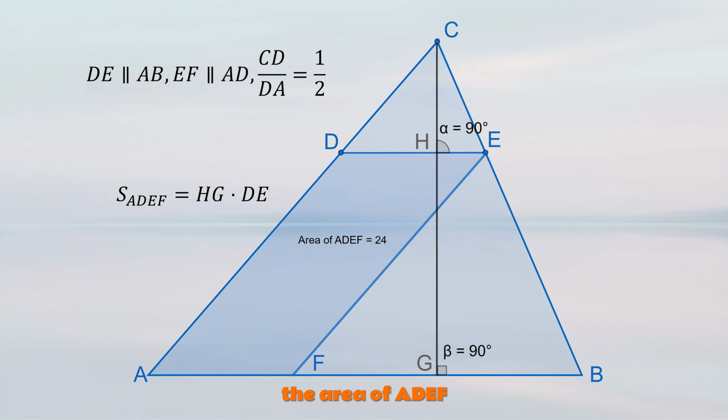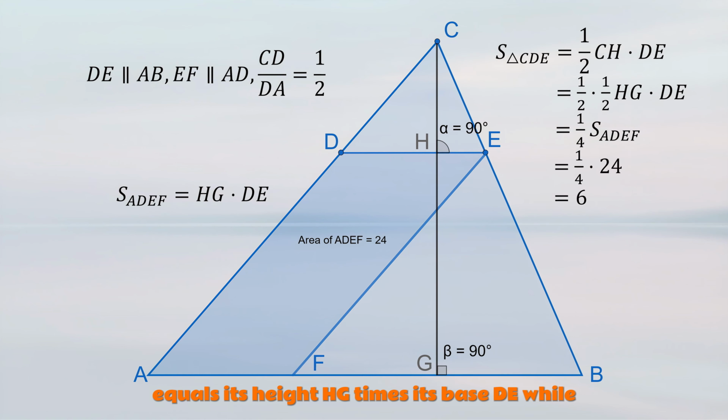The area of ADEF equals its height, HG, times its base, DE, while the area of triangle CDE equals half of its height, CH, multiplied by its base, DE. Replacing CH with half HG, we get the area of triangle CDE equals a quarter of the area of ADEF, or 6. And that is the answer.